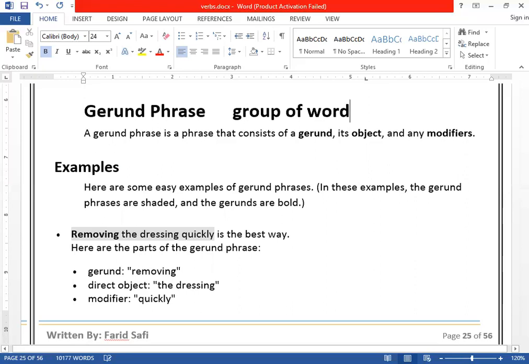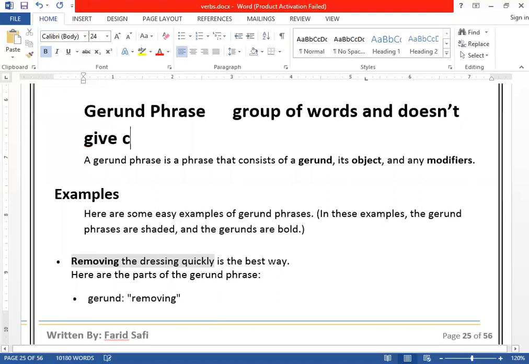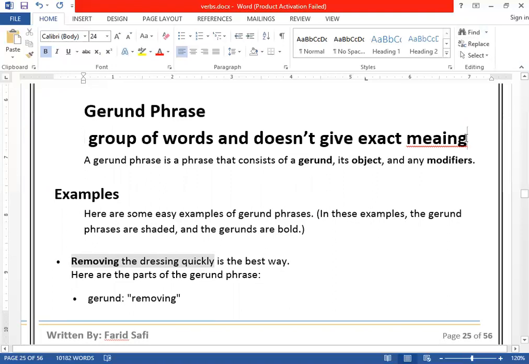Phrases are groups of words. A phrase does not have a subject and a verb. It is a group of words and it doesn't give complete sense or exact meaning. If you want to know about a phrase, that is what a phrase is.